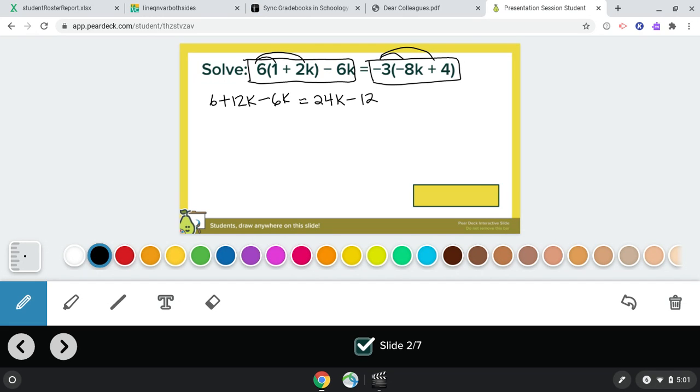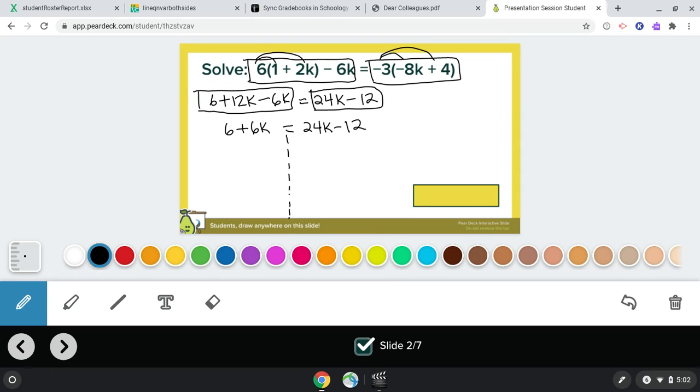I'm going to have another look at each side to see if I can simplify before I solve. Over here, I do have like terms, 12k minus 6k. So 12 minus 6 is 6, so I get 6k. And then I'm going to take a look at this side, and there are no like terms here. So I will just bring down 24k minus 12. Now each side is simplified, so I can go ahead and start my solving.